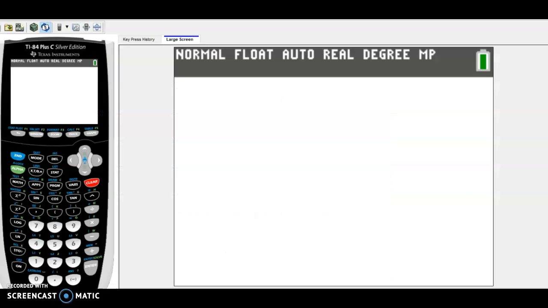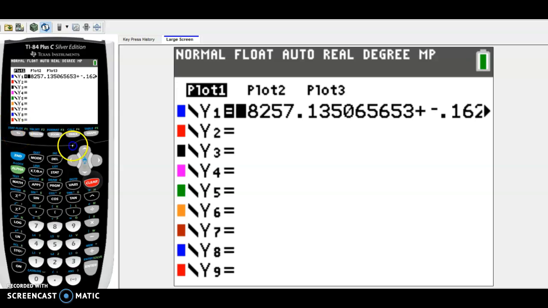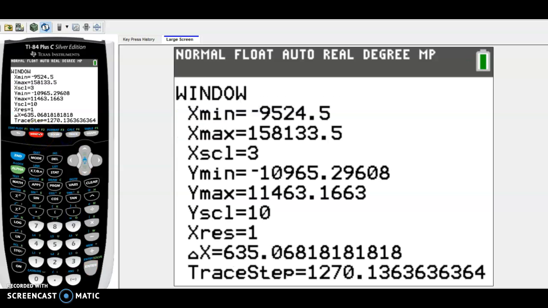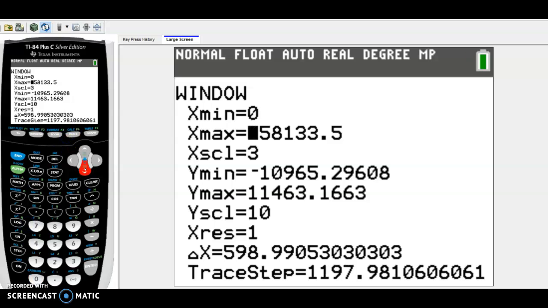So let's take a look on the calculator. I'm in degree mode. I will go to my y equals and put in the cosine of the angle. I have to arrow up here and turn off my stat plot. And then if I go to my window, I'm starting at 0. We saw what 360 degrees looks like, which only shows us one cycle.